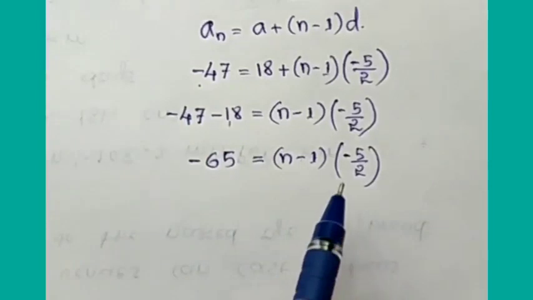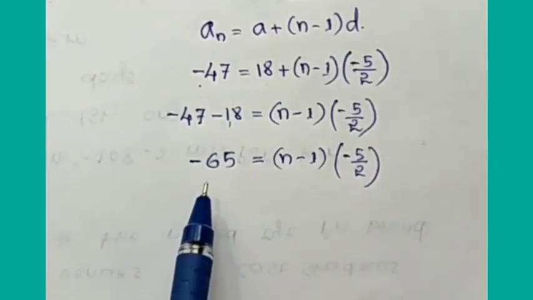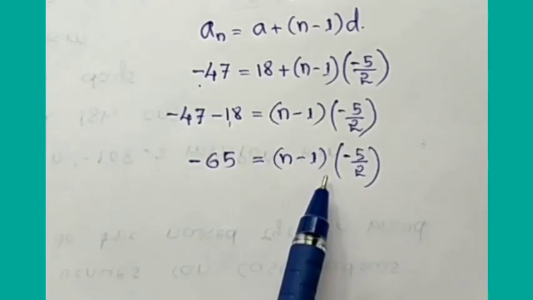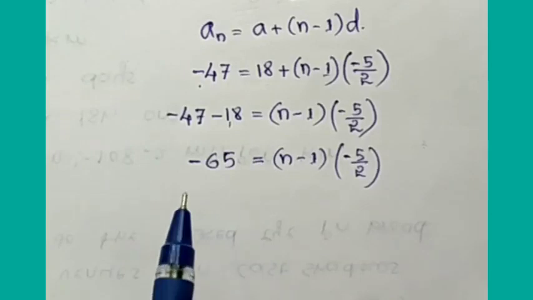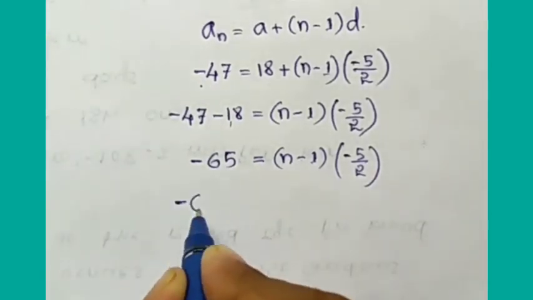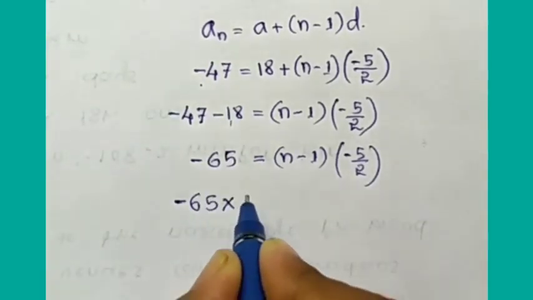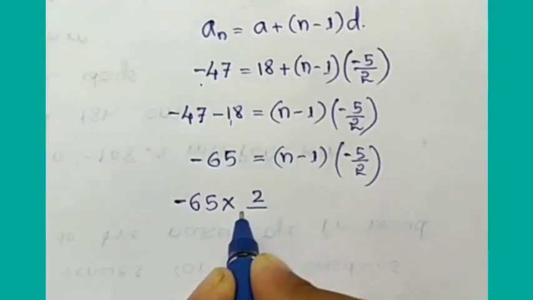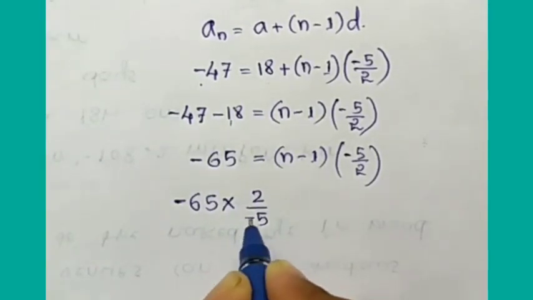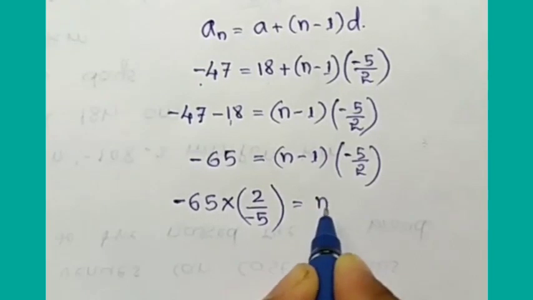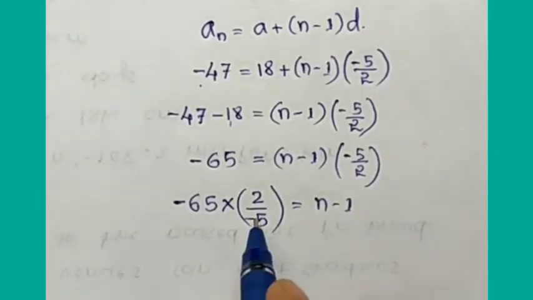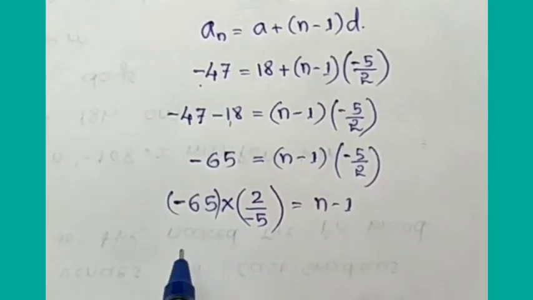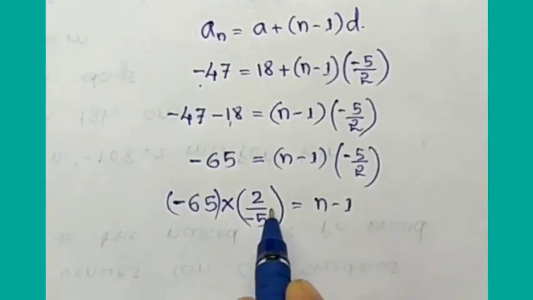Okay, this 5 by 2, if we take it to the left side, it is already multiplying, so if we take it to the left side, it becomes division. In case of division, it becomes the reciprocal here. So it becomes 2 by minus 5 equal to n minus 1. Here minus 5 is there, here minus 65 is there, so it will get cancelled.